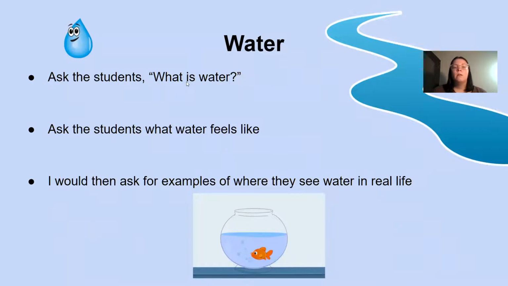I'd start out by saying, what is water? Does everyone know what water is? Obviously, everyone knows what water is. I would ask them what it feels like. Is it hard? And I mean, they would just probably laugh and say it feels like water because there's really no other way to describe it. And then I would ask them for examples of where they see water in real life. This is to make connections to their real life, just learning outside the classroom, basically just stuff we've been learning in class. And they would say, the shower, a river, ocean, I have a fishbowl here.